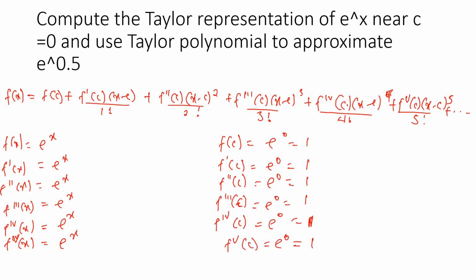So at this point, you can compute this into the formula. Before we compute into the formula, we have our x is given as 0.5 and c is given as 0. So therefore x minus c will be equal to 0.5 minus 0, which is equal to 0.5.